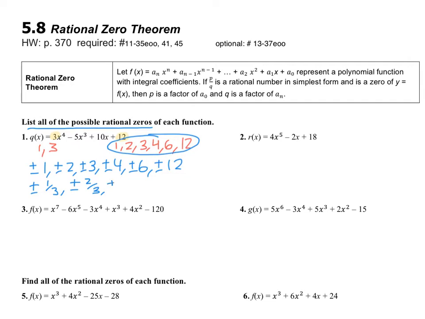So next is plus or minus 4/3, plus or minus, we already have 6/3, and we already have 12/3. 6/3 is 2, 12/3 is 4. So we're actually done after 4/3. So here's our list.